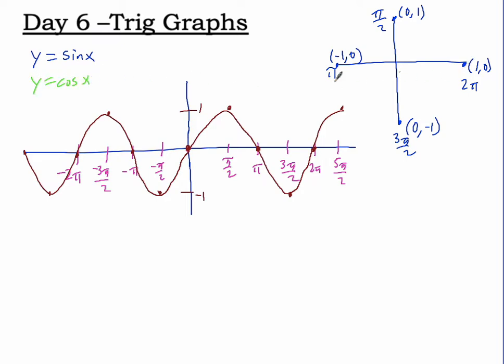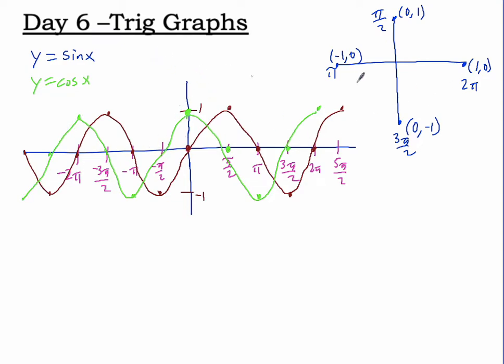then we look at the x value. So cosine starts at 1, then it goes to 0, then it goes to negative 1, then it goes to 0, then it goes to positive 1. So it looks very similar, but it's off by 90 degrees, or pi over 2 radians, right? Okay, so that's what the graphs of sine and cosine look like.